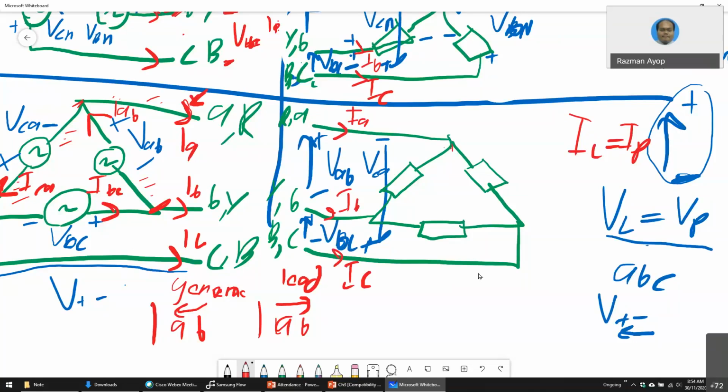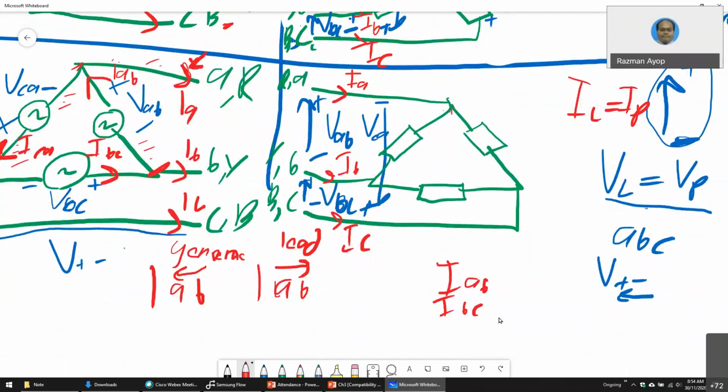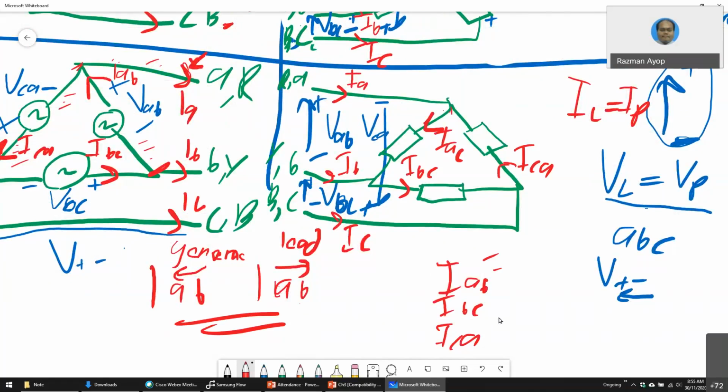So remember, phase current is IAB, IBC, and lastly ICA. Positive sequence: AB, BC, CA. So if you look here, IAB is just from A to B, this one is B to C, IBC, and then this one is ICA. Remember that I said the generator is from B to A, but for the load it is A to B. Make sure you know the difference.